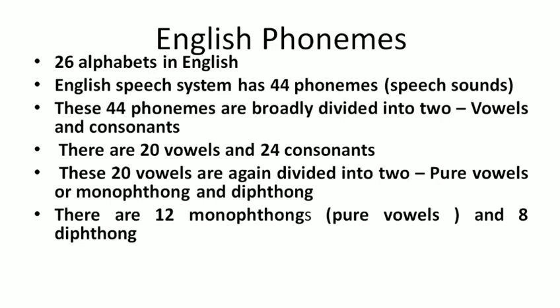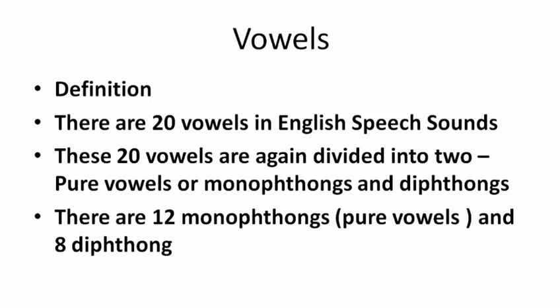The 44 phonemes are divided into two: vowels and consonants. There are 20 vowels and 24 consonants in English. These 20 vowels are again divided into two, as we learned in the first video: pure vowels or monophthongs, and diphthongs. Pure vowels are 12 in number and diphthongs are 8 in number in English.